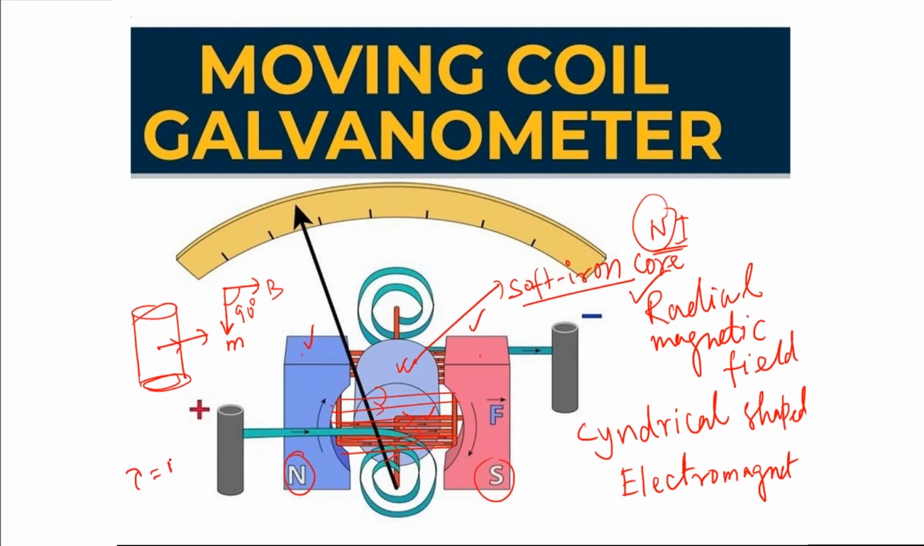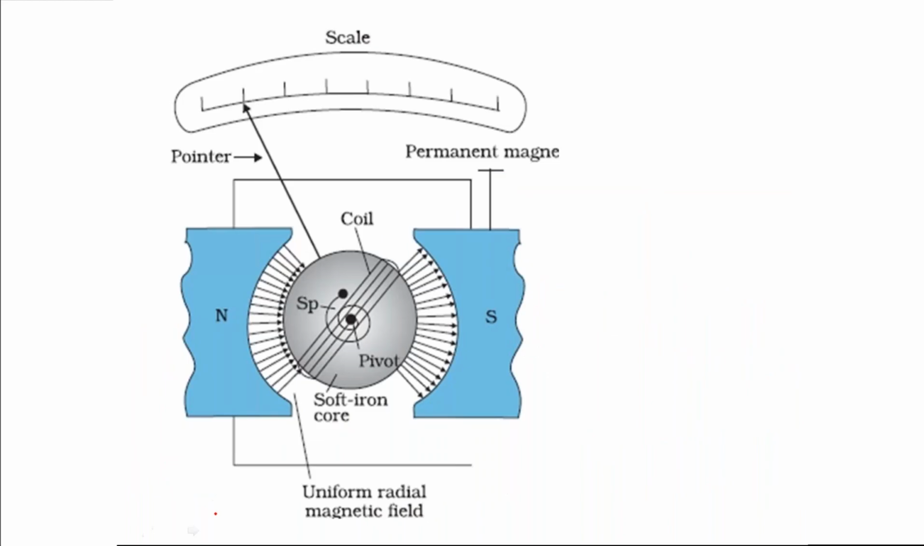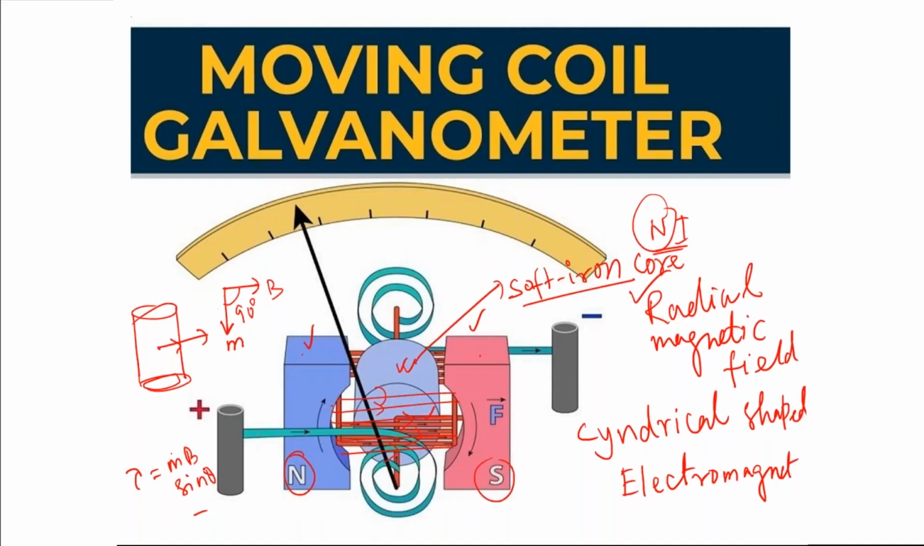So earlier we have seen that the torque is MB sine theta. This theta is the angle between M and B. If it is 90 degrees, then the torque will be maximum in this case. The torque will be maximum if theta is 90 degrees. So to do that, this kind of cylindrical shape soft iron core has been used in this galvanometer. Okay, so that part is done.